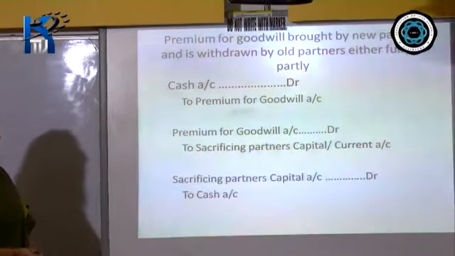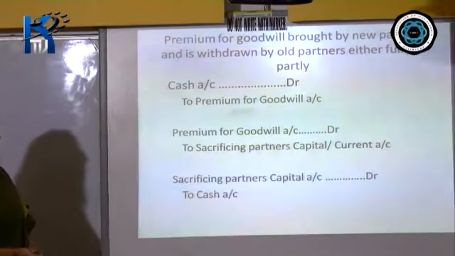The next situation is when the new partner brings part of the goodwill in cash. Now he was supposed to bring 50,000, he could only bring 20,000. So when he brought 20,000, 20,000 will be written here: cash account debited to premium for goodwill. The remaining 30,000, because he had to bring a total of 50,000, goes to his current account. So the incoming partner's current account is debited, and the premium for goodwill account is debited to the sacrificing partners' capital or current account. Whatever the amount, it will be distributed amongst the old partners in their sacrificing ratio.